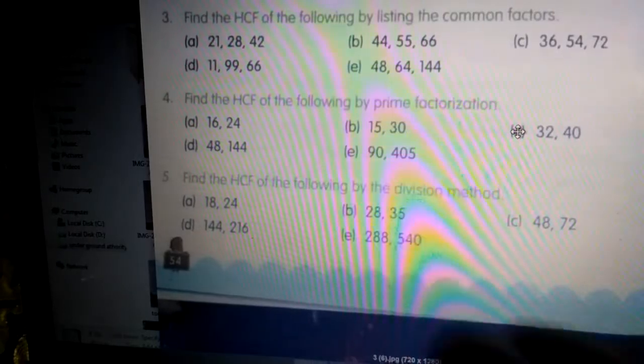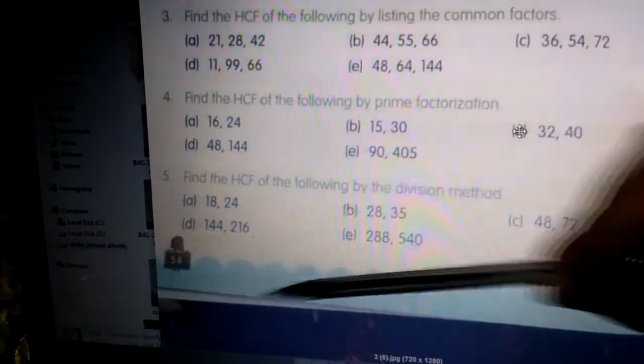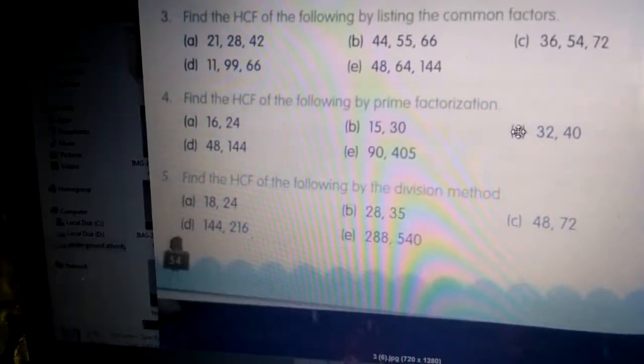Here is your homework: the fifth question. We have to do this by the division method. So attempt all these questions by using the division method.